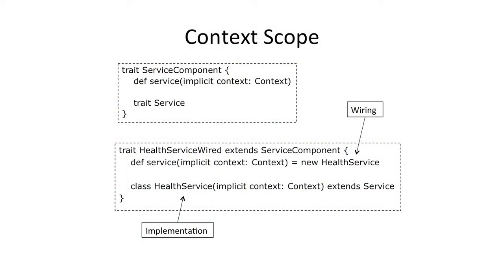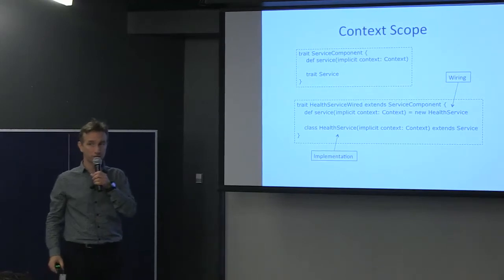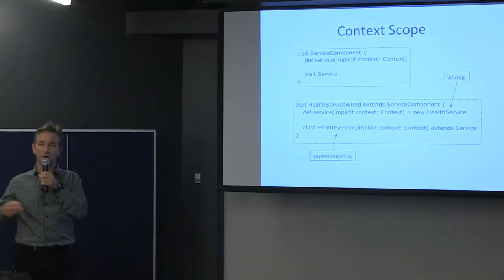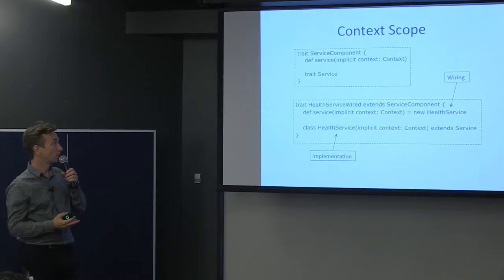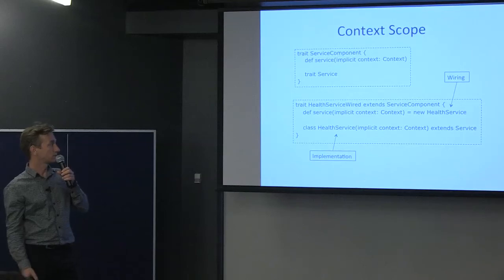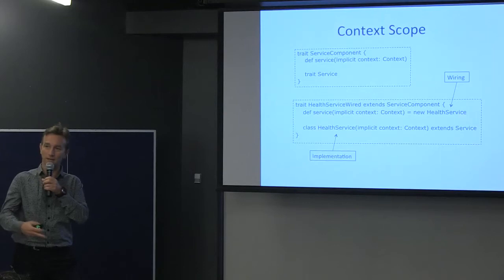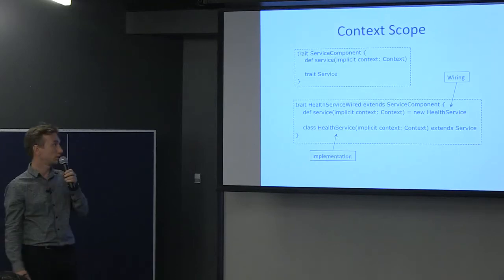Another possibility is something called a context scope. So here, in the service component, the access point is service, but we could actually have arguments that it takes. In this case, we're doing context, and we're making it implicit. So we've kind of got implicit injection and cake pattern mixed together here, but it works.